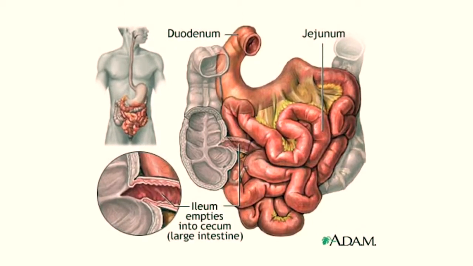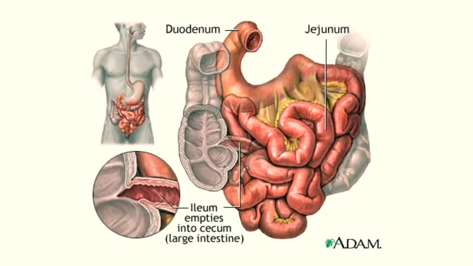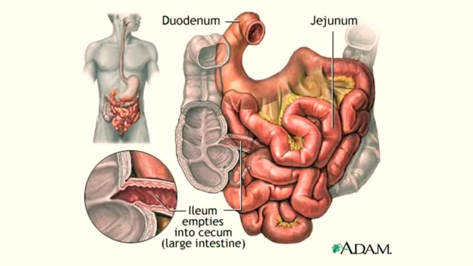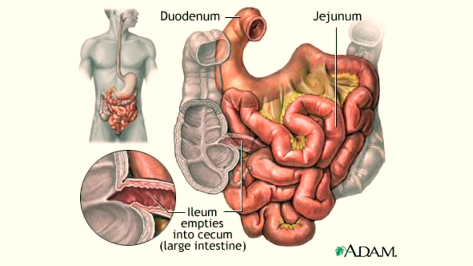The food then travels through the small intestine, starting in the duodenum. The duodenum is the first of the three main components of the small intestine, and is where the content of the chyme changes from acidic to basic.